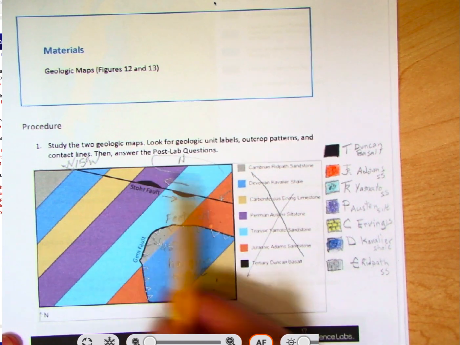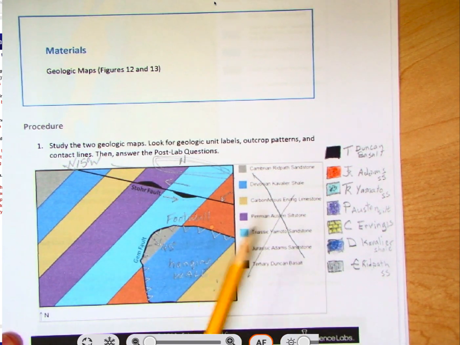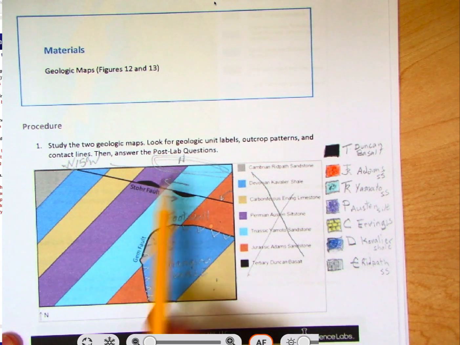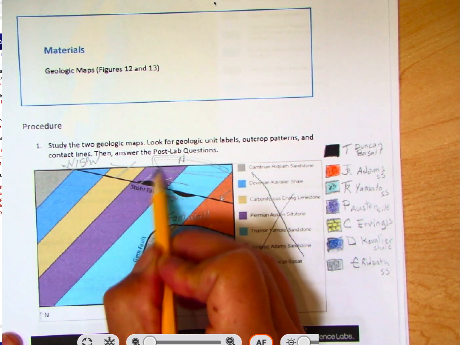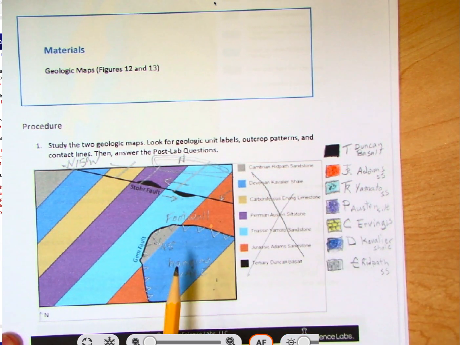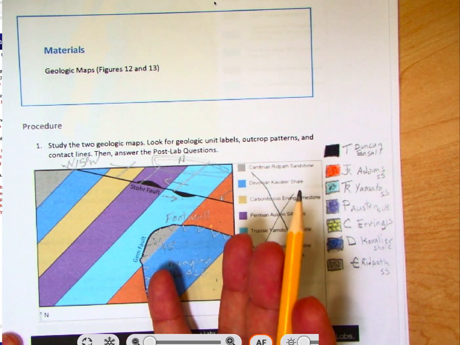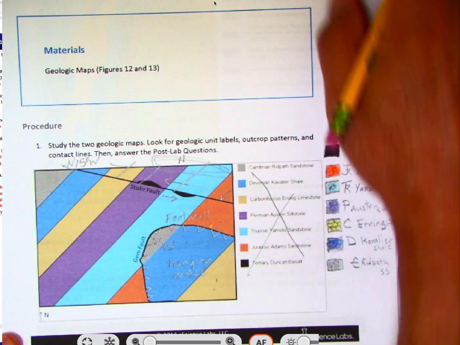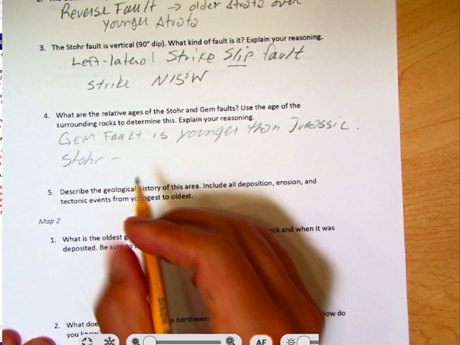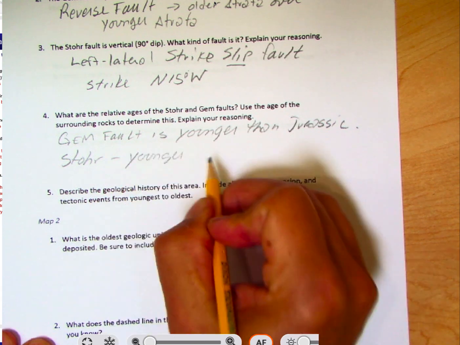But the problem is all these other rocks are older. So these rocks should also, these older strata, all these other ones should also be offset, right? There should be some offset going on here as well in the same direction that we're seeing. So anyways, this map was drawn incorrectly, is what I'm saying. So all we can say for the Store Fault, based on the basalt, is it's younger than tertiary.